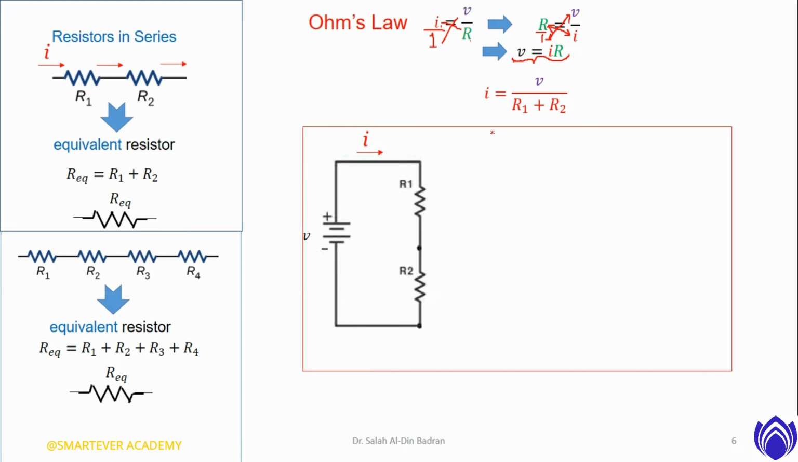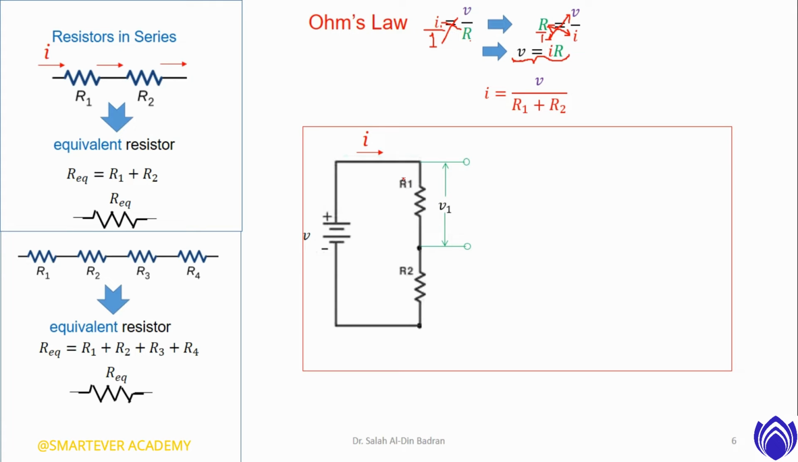To find the current in this direction, you know we solved such an example in the previous slide. I is equal to voltage over the equivalent resistor. This is the equivalent resistor. Here we wrote it as R1 plus R2. This is the equivalent resistor. Fine.